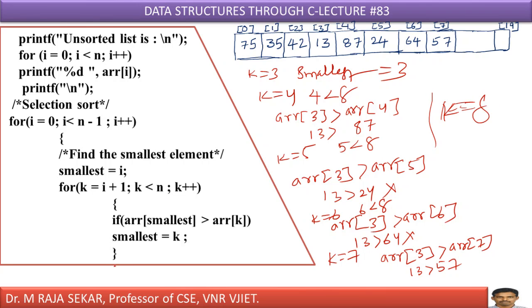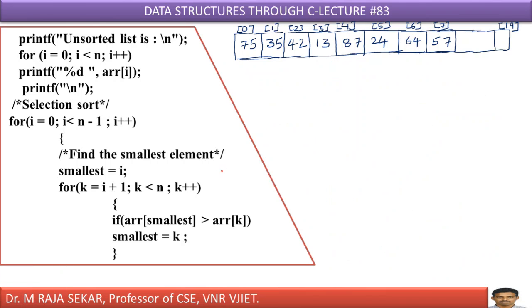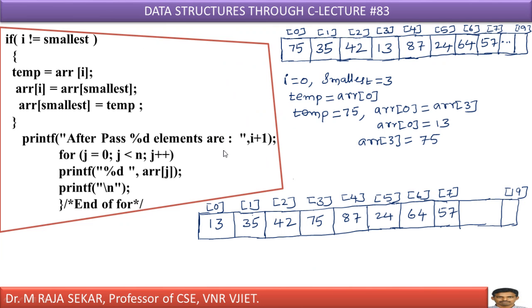This for loop will be terminated. What does it mean? Your smallest is 3, means in all these elements 13 is smallest, whose index is 3. Now after executing this for loop, what we achieved: we identified the smallest element index. Therefore smallest equal to 3, k equal to 8, 8 less than 8, the for loop will get terminated.